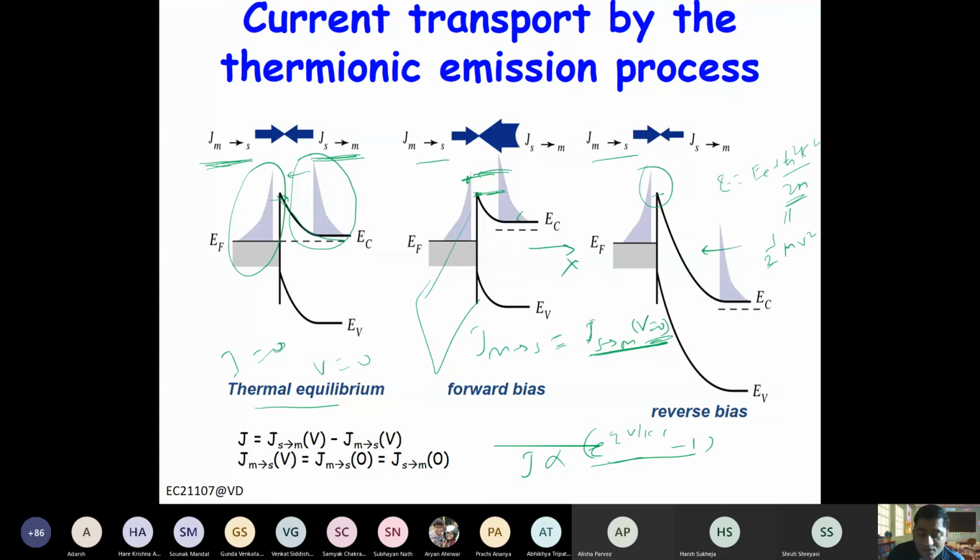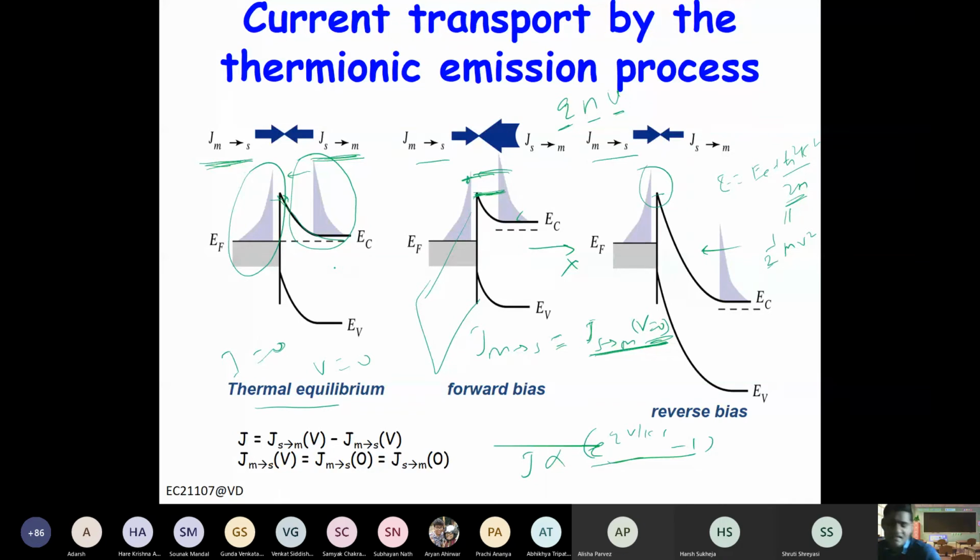So you can write the expression for current as Q times N times velocity, right? Now Q is of course the charge, N is the number of carriers, and V is the velocity. Now here in this situation, only the electrons above a certain velocity can cross over this barrier. Others will be reflected back.